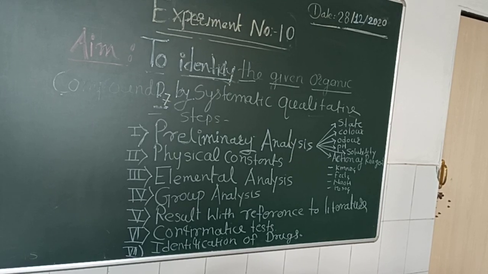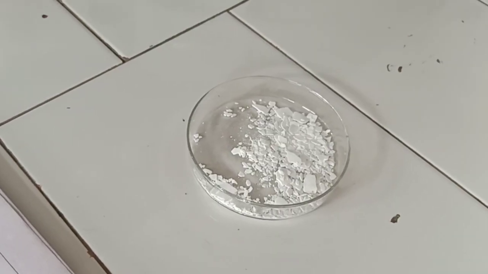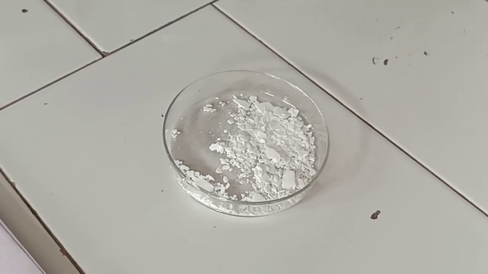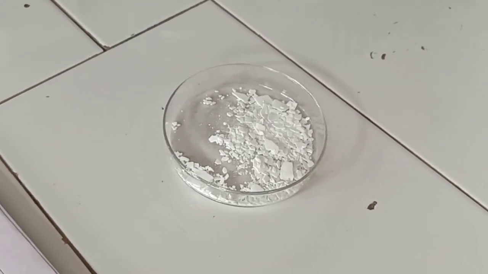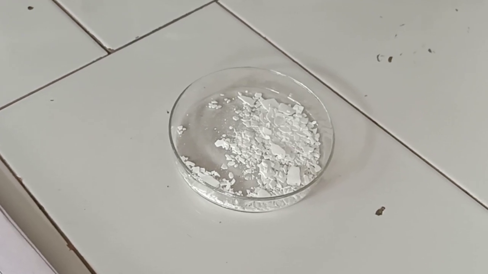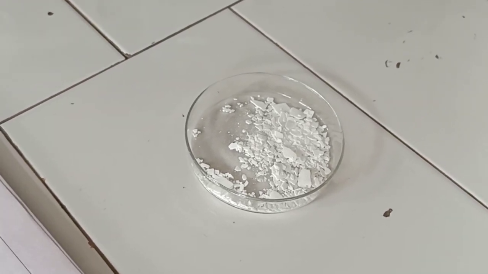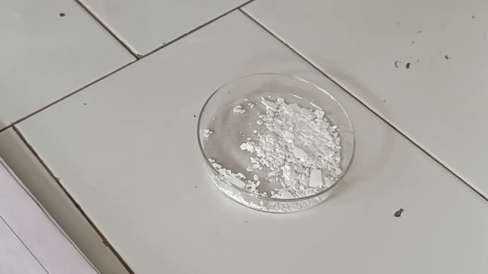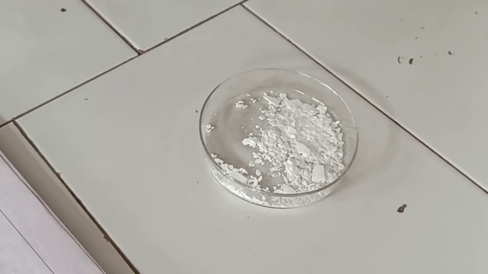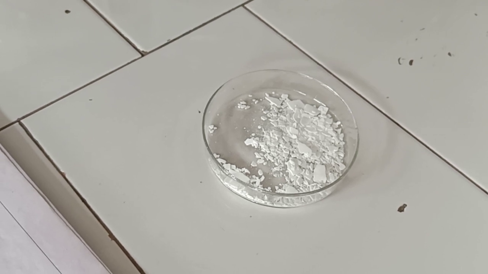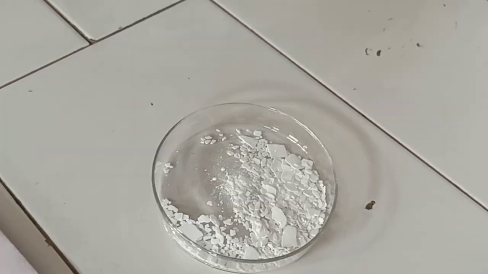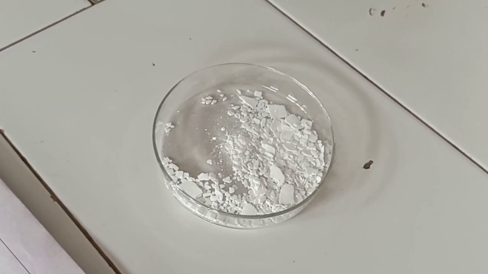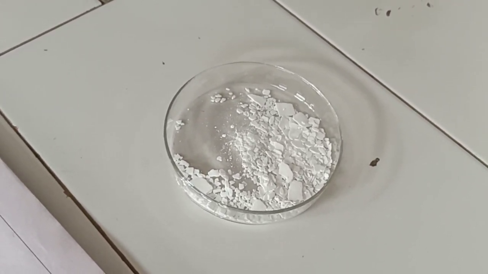Now we start. See, this is today's unknown compound, that is D7. It is white in color, or colorless, and it is solid in nature. So the inference is that a high molecular weight compound having more than 6 carbon atoms, such as carboxylic acid, carbohydrates, phenols, amides, may be present. It is odorless. So the inference is that compounds such as carboxylic acid, carbohydrates may be present.